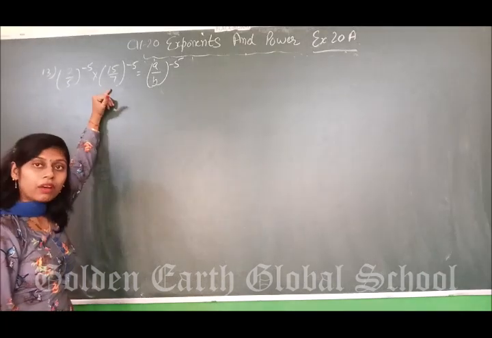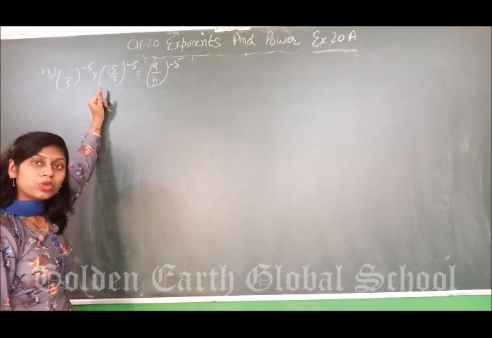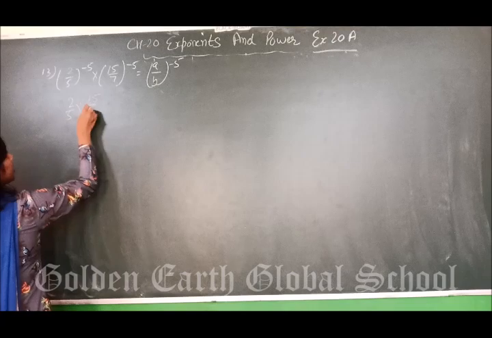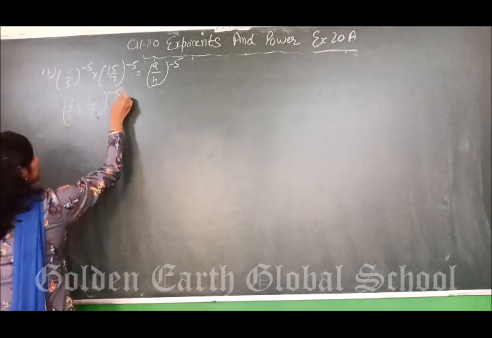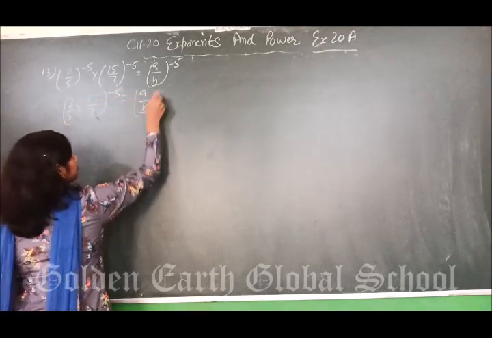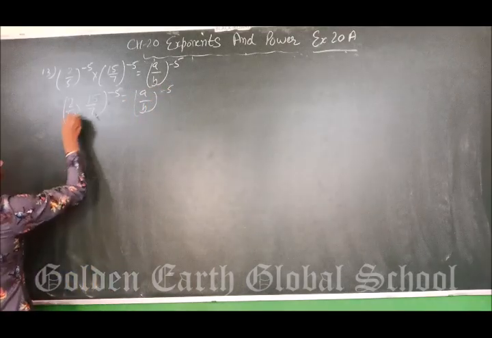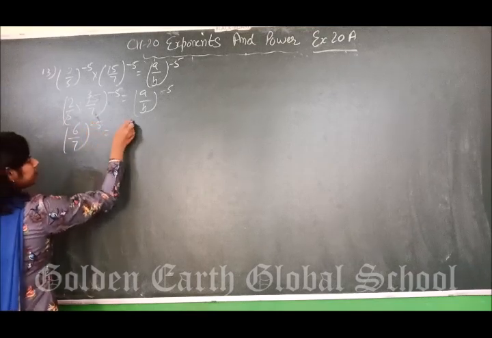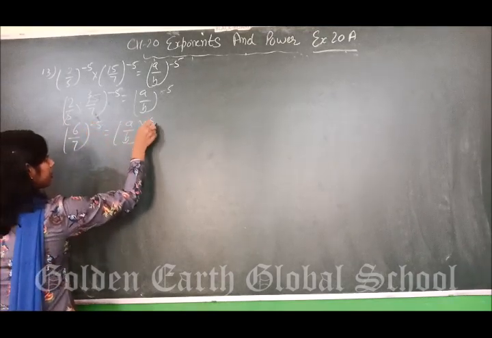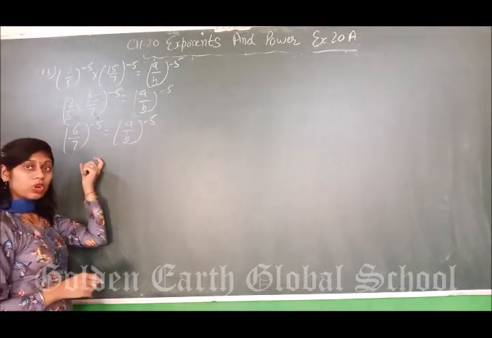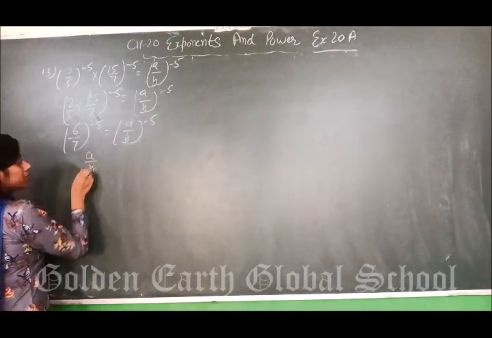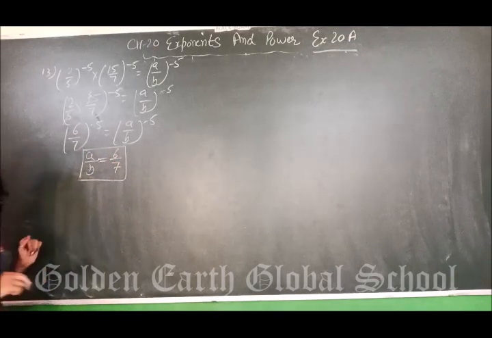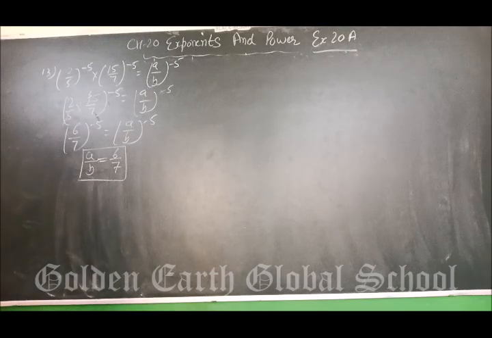Bases are different, powers are same and terms are in multiply. So bases will get multiplied, 2 by 5 into 15 by 7, and common power is minus 5. Right hand side same. 5 will be cancelled. 3 2s are 6 by 7 raised to power minus 5. If we compare the terms, powers are same, so bases should also be same. It means a upon b is equal to 6 by 7.